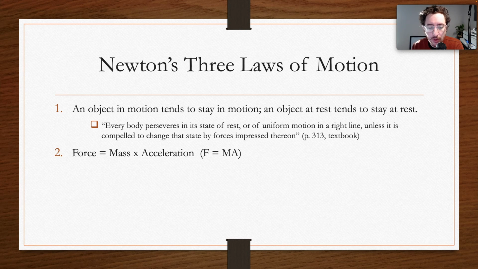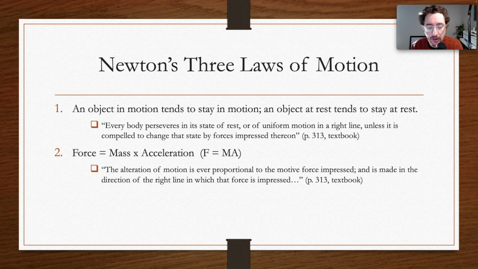Then we get his second law of motion, which says that force is equal to the mass of the object multiplied by acceleration. As he says, page 313, he says the alteration of motion is ever proportional to the motive force impressed, and is made in the direction of the right line in which that force is impressed. So the idea here is that the way in which some object's motion is changed is going to be mathematically proportional to the force that acts upon that object in relation to its mass. And then the ellipsis there is because if you read the rest of this law, you'll see it filled out.